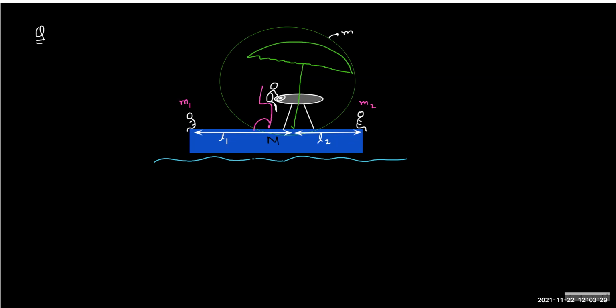So the question is, if M1 and M2 go to the table, then how much will the plank displace? So that is the question. Okay. It's pretty easy. Probably you can do it in one line. So let's attempt this problem and then I'll solve it for sure.